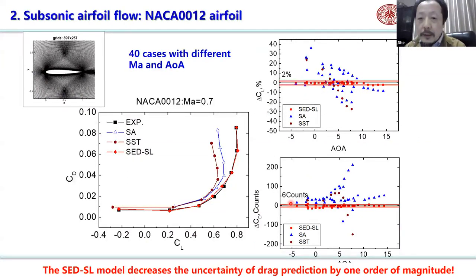And people wonder, why 6 counts? Well, because this is a symmetric airfoil. For a symmetric airfoil, the drag coefficient measurement has bigger errors, and their error limit is 6 counts. This is according to the literature.